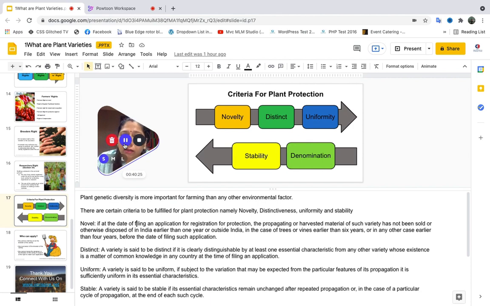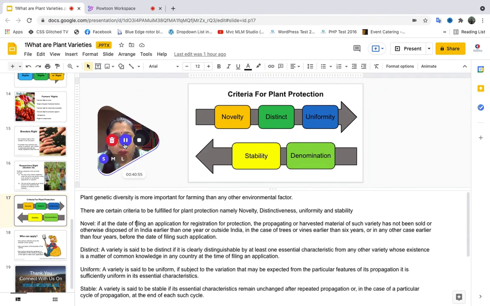Let's take the case of a patent or an invention. To patent it, we have to fulfill three criteria: novelty, inventiveness, and industrial application. Similar is the case for plant protection. If we are protecting plants, we have to fulfill certain criteria, for example novelty, distinctiveness, uniformity, stability, and denomination. So what is novel?